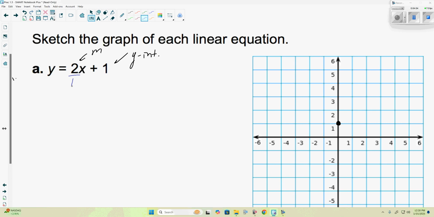Now there's 2 directions we can go. We can go up 2 and over 1, because since it's positive 2, we have a slope that is increasing from left to right. So we can go up 2, right 1. Positive is up, right is also positive. The other direction we can go is down 2 and left 1, because down 2 is negative, left 1 is negative, and a negative would make a positive. And the last thing we have to do is draw our line.